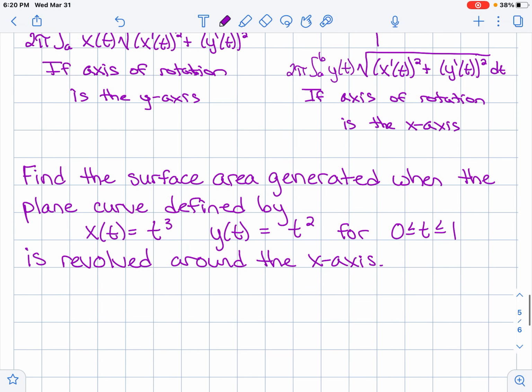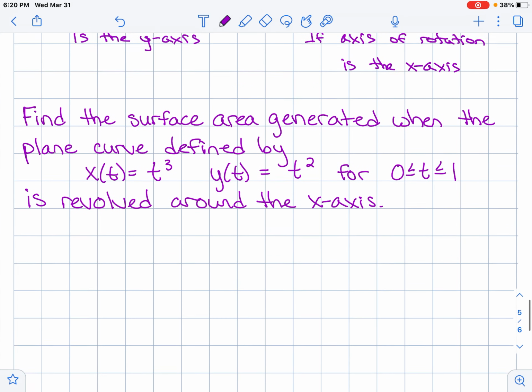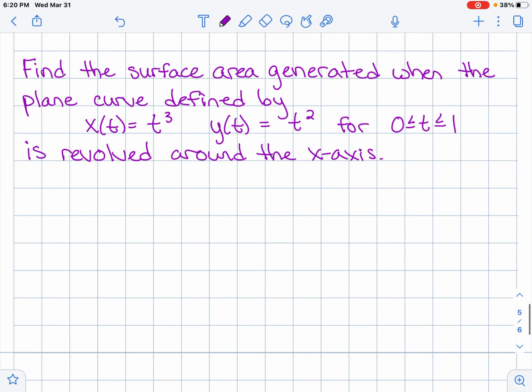We're going to find the surface area generated when the plane curve defined by these parametric equations is revolved around the x-axis. I don't even really have to draw this one because we already know the x component and the y component. We can find the arc length. This one's going to be pretty straightforward. We don't even have to draw it, which goes against everything I've ever told you, but because we're just rotating around the x-axis and this is parametric, we know everything we need to know.